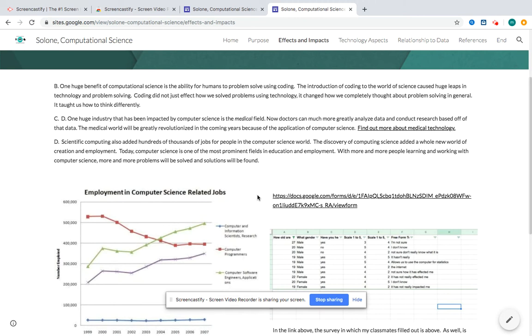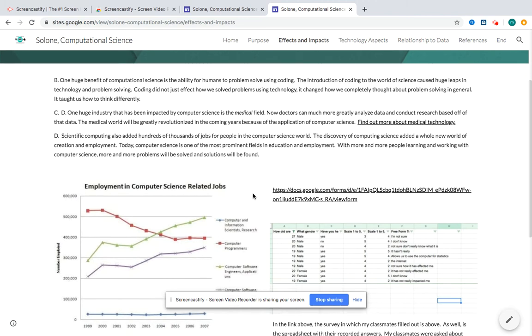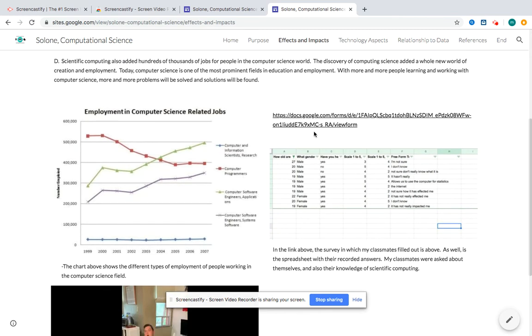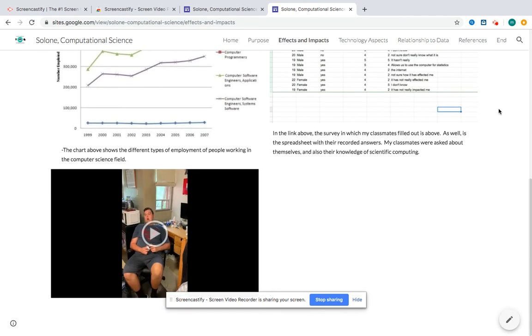And also all the jobs. Nowadays, computer science is really one of the number one job markets, and there are so many people doing so many different things that it's a great place for people to get employed. Then I also had my survey and the link to my survey about scientific computing, what people knew about it. A lot of people knew about it, but they knew it impacted other people's lives, but they didn't exactly know how it impacted their lives.